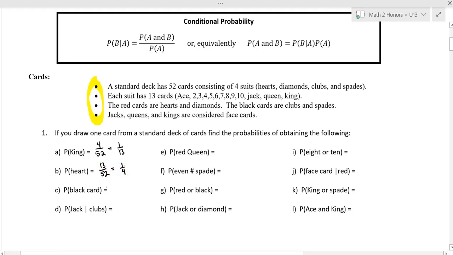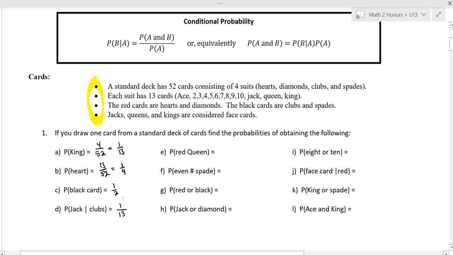Probability of a black card. Well, half the deck is black. Probability of picking a jack given clubs. Okay, so now this is your conditional probability. So it's out of all the clubs. So how many clubs are there? 13 clubs. And then within those 13, how many are jacks? Only 1.